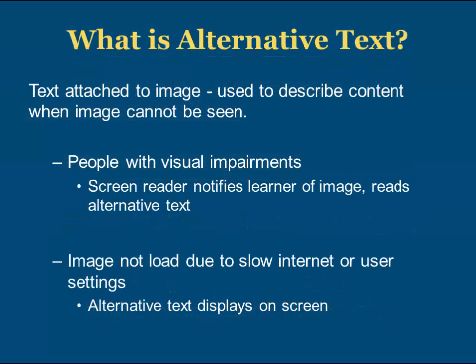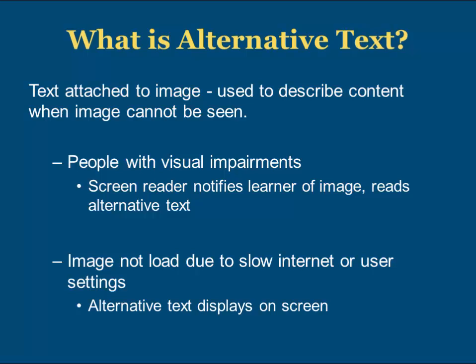Alternative text, or alt text, is text attached to an image that can be used to describe the image when it cannot be seen. Most commonly, this is used by people with visual impairments as a way to better understand the content of images in a document. For entirely blind learners, the alternative text is the only information they have about an image in your document. When using a screen reader, learners will be notified when there is an image, and the screen reader software will read the alternative text title and description to the learner.